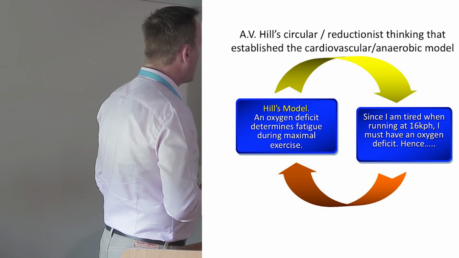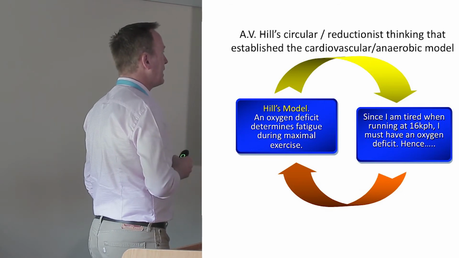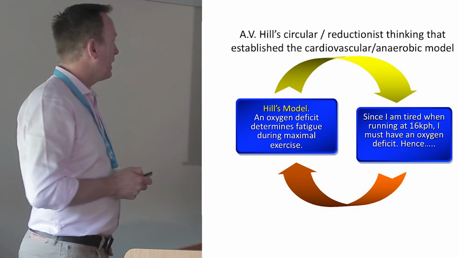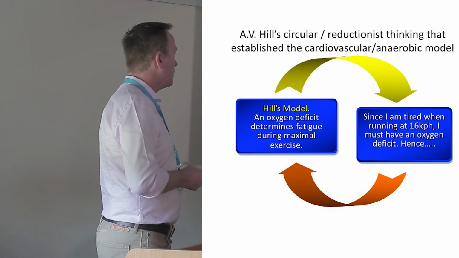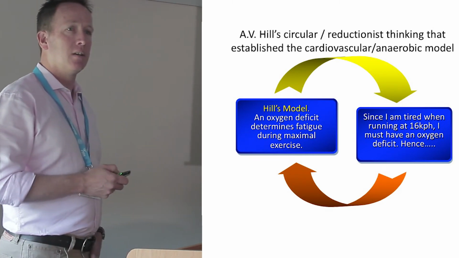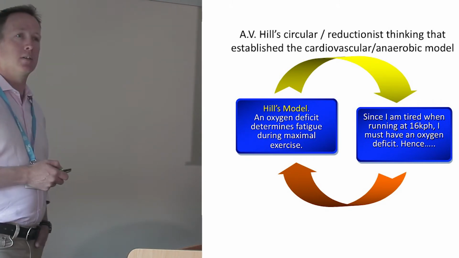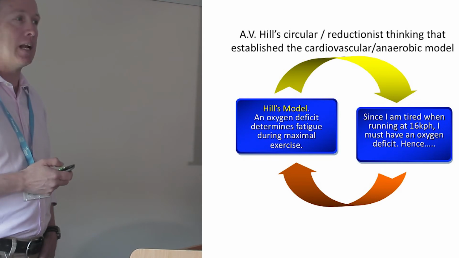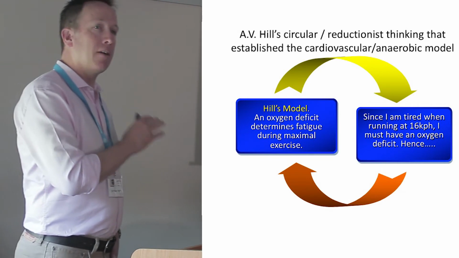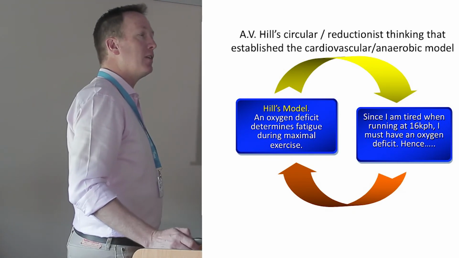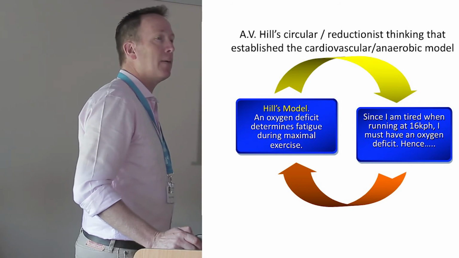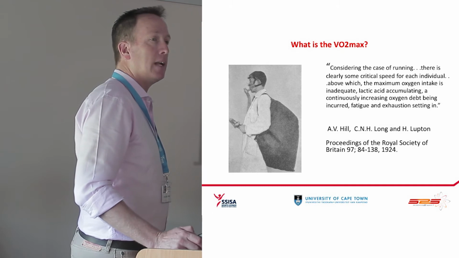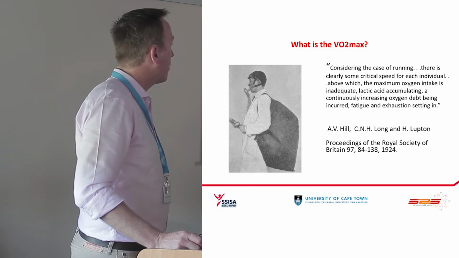And because I'm tired when I run at 16 k's an hour, I must have an oxygen deficit, right? Hence, an oxygen deficit determines fatigue during maximal exercise. That's what we call a circular argument, self-fulfilling his own belief. And as a result of that, everybody from that point on believed that VO2 max is determined by maximum oxygen supply to working muscle, and that's why you end up fatiguing at the end of a peak power output test.